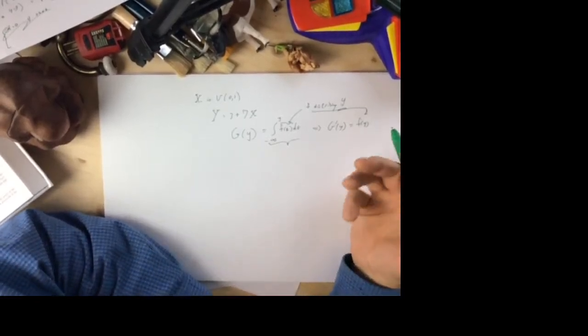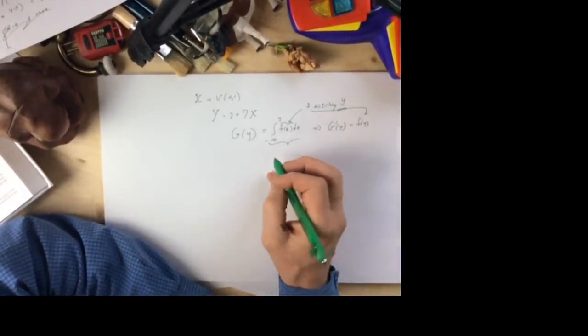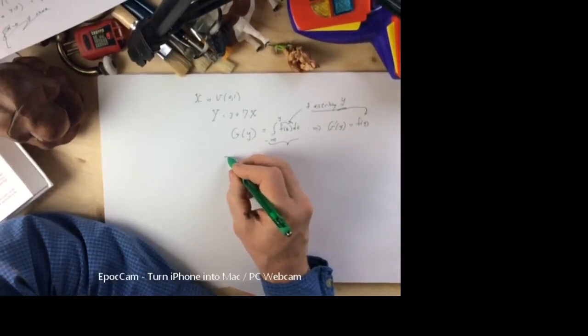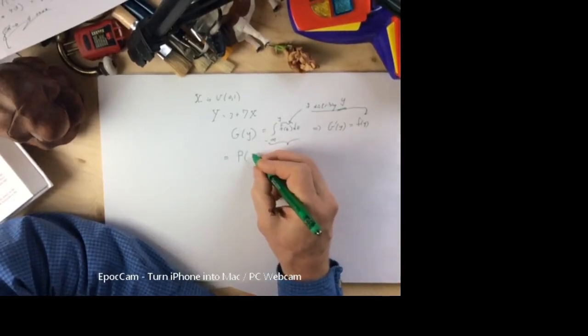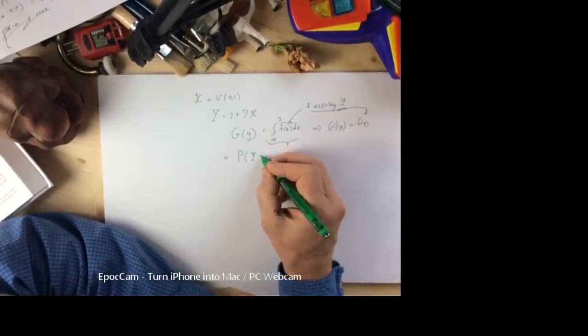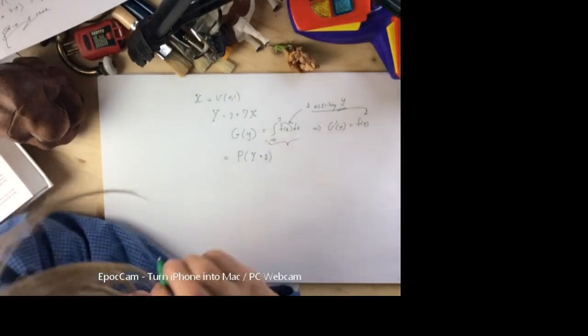Now, how can you calculate an integral without knowing f? Well, the answer is there's an alternate description of the cumulative distribution. It is the probability that y is less than or equal to some little fixed y value.